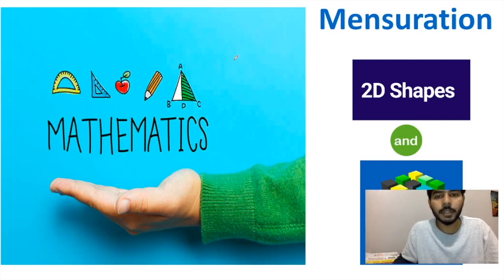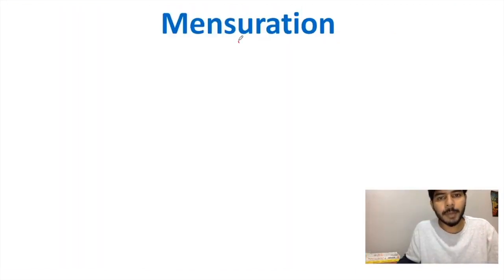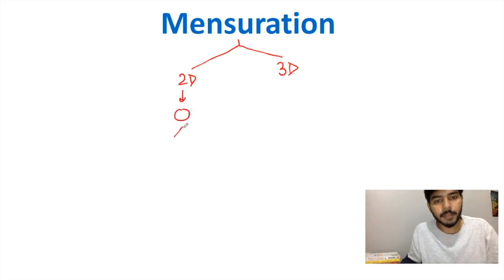Today we are going to discuss a new chapter, that is mensuration. I will divide this chapter into two heads. One, 2D figures, the other will be 3D. In 2D figures, we will talk about circle, triangle, square, rectangle. These types of figures we will talk about.